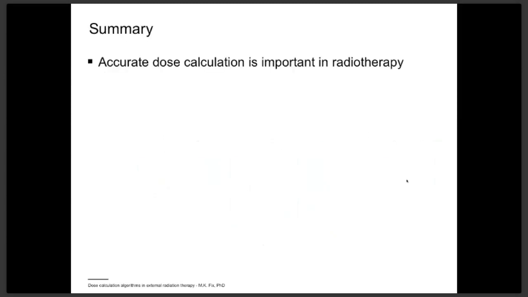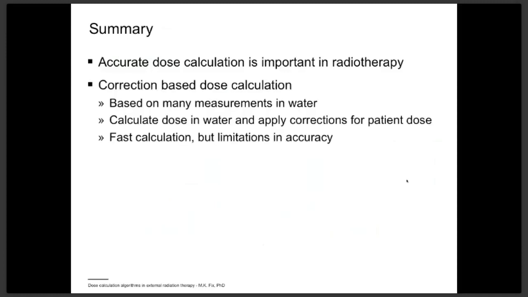With this, I come to the summary of this first webinar. We have seen that accurate dose calculation is important in radiotherapy. Correction-based algorithms are based on many measurements in water. They calculate in a multi-step process first the dose in water and apply independent corrections for field size, surface heterogeneities, and inhomogeneities in order to estimate the patient dose distribution. It's a fast calculation, but has some limitations in accuracy.